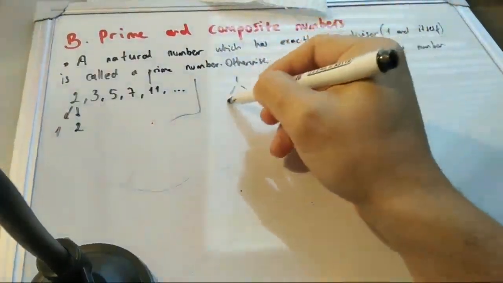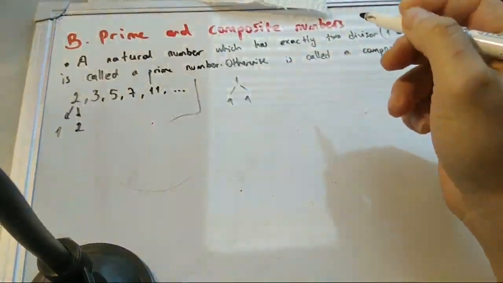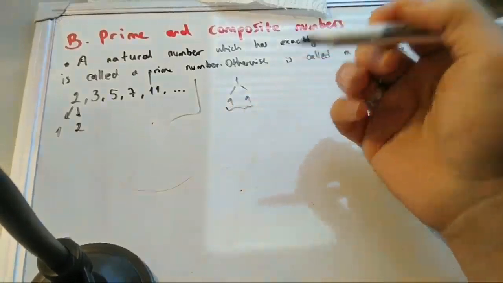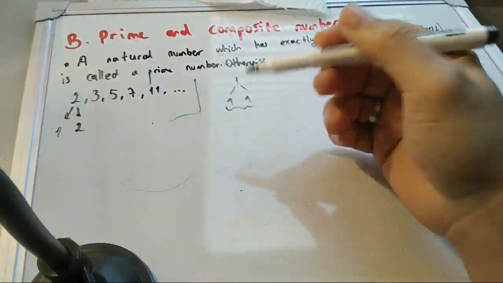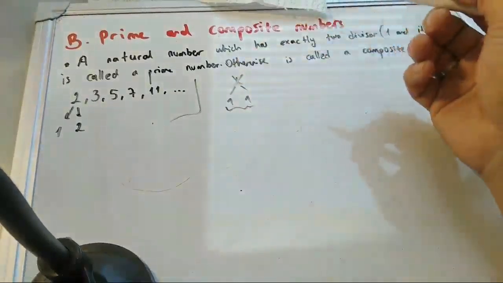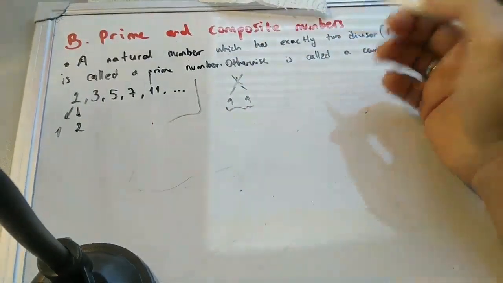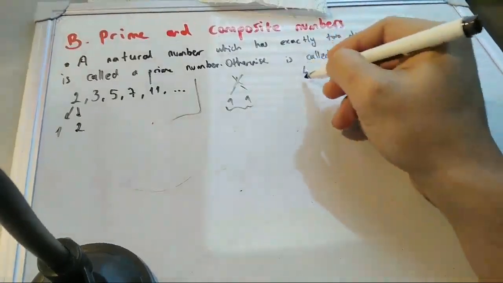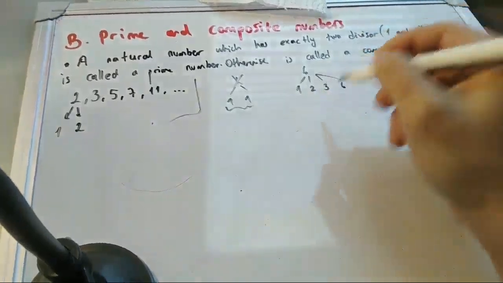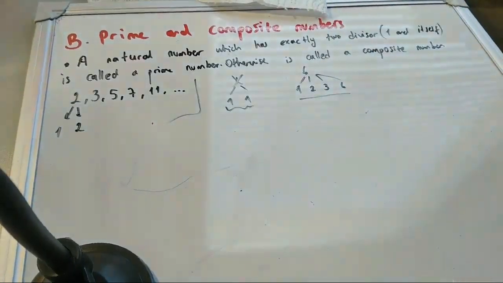What about 1? 1 also has divisors 1 and itself, but here 1 has two same divisors. They must be different divisors. So 1 is not a prime number. For a composite number, for example, let me take one even number, 6. 6 is divisible by 1, 2, 3, and 6. So 6 has 4 divisors, so 6 is a composite number.